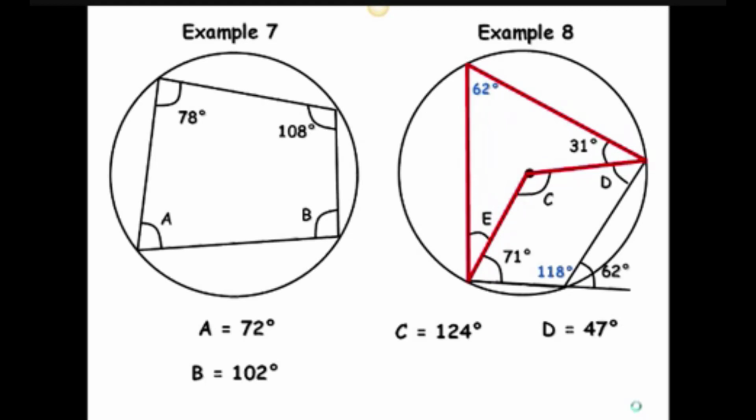around a point, it must add up to 360 degrees. We know that C is 124, so that missing angle must be 236. So if we take those 3 angles away from 360, we're left with E, which is 31 degrees.